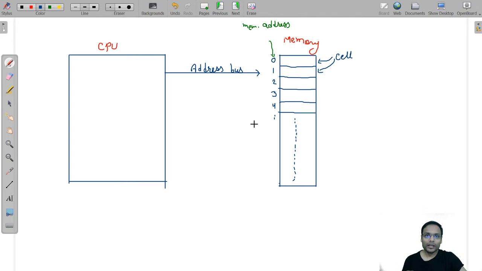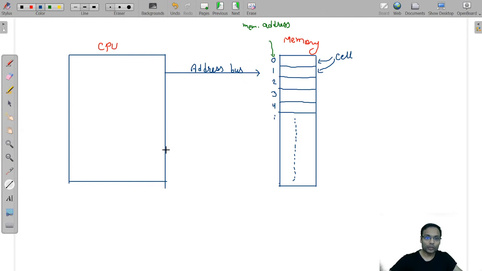I guess you are all very smart and aware of memory operations. Basically two types of operations can happen in the memory: either memory read or memory write. Now if the CPU has sent this address to memory, address number 4, assume that, then which operation is to be performed by memory on that address? Memory will be confused whether to perform a read operation or a write operation on this address.